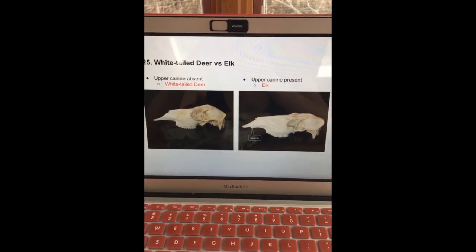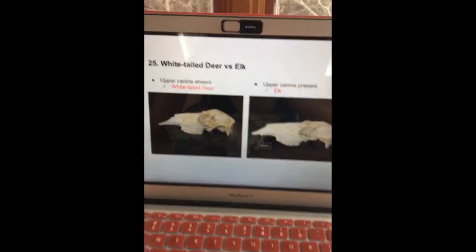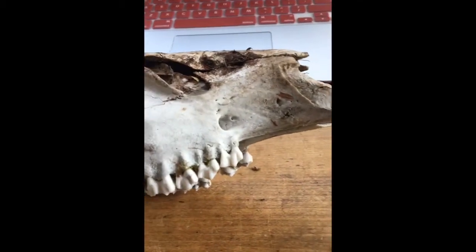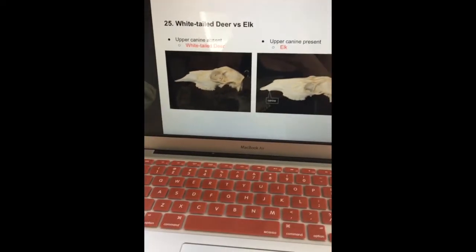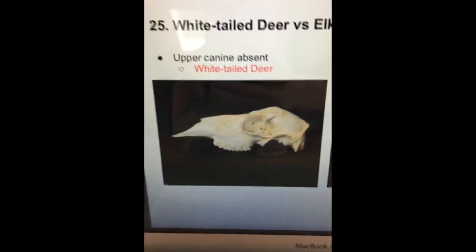What distinguishes one from the other is the presence or absence of an upper canine tooth. A white-tailed deer does not have a canine tooth, but an elk actually has a rounded canine tooth at the front of their mouth. This skull, because it was found in the woods, does not have that front portion of the skull, but I know that this is a white-tailed deer because there are not elk in my area. So we are going with the skull we found is a white-tailed deer.